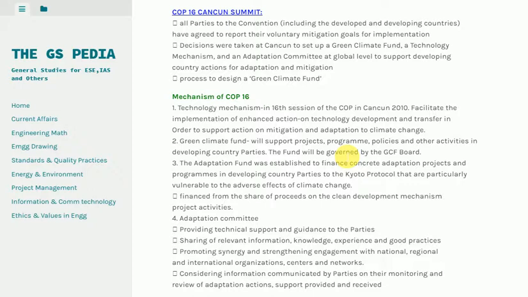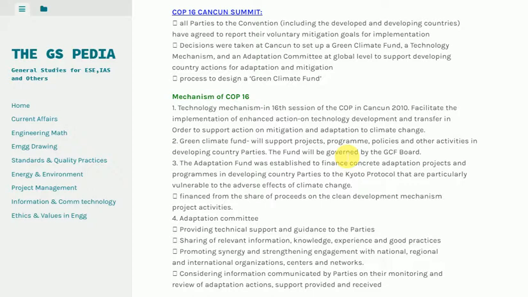Mechanism of COP16. 1. Technology mechanism in 16th session of the COP in Cancun 2010. Facilitate the implementation of enhanced action on technology development and transfer in order to support action on mitigation and adaptation to climate change. 2. Green Climate Fund will support projects, programs, policies and other activities in developing country parties. The fund will be governed by the GCF board.